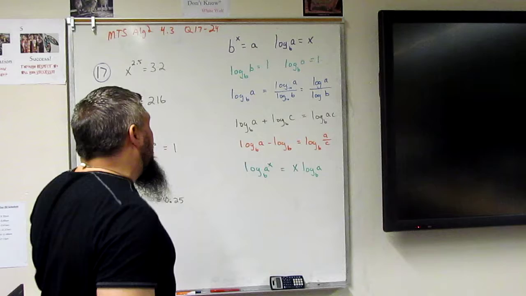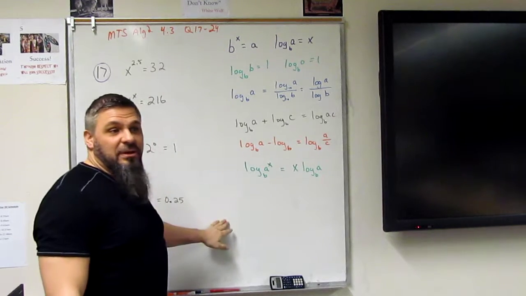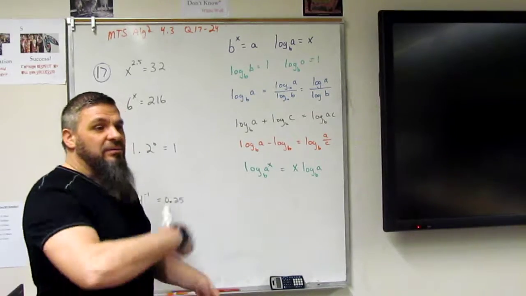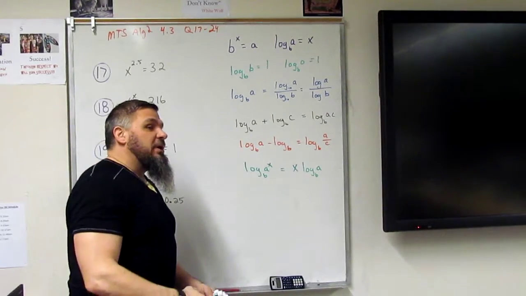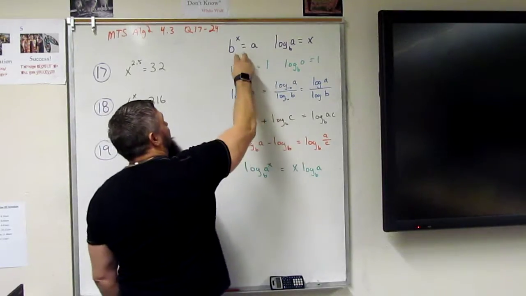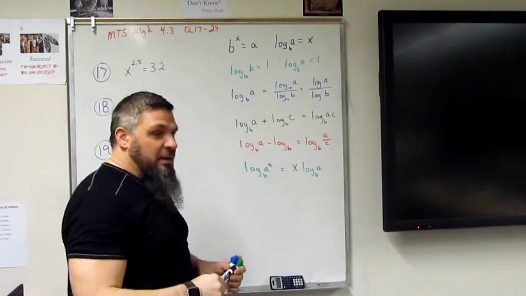Now, I'm giving you basically everything we need for Chapter 4. There might be a couple more we'll talk about later on, a couple more rules. These are the basic rules. So the first rule is going from exponential form, okay?